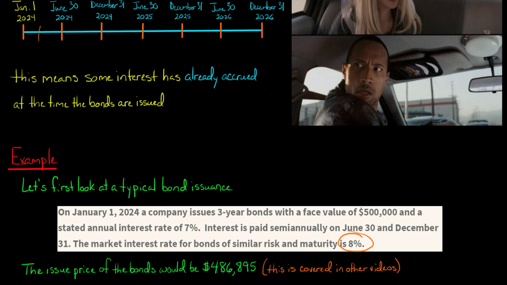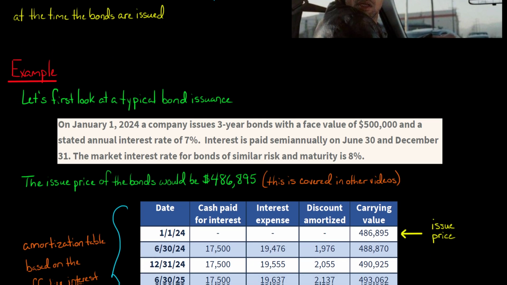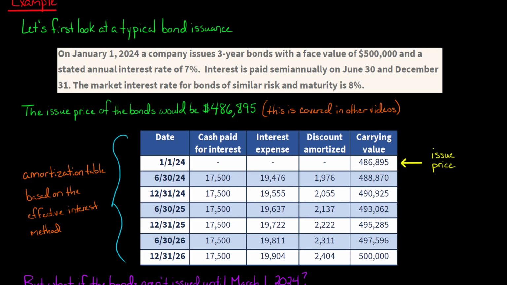We see that the market rate is actually higher than the stated rate. So the bond pays less interest than the market rate, so you know the bond is going to be issued at a discount. And in fact, if you do the calculations, the issue price of the bonds would be $486,895. I've got other videos that talk about how to calculate the issue price of the bond, so I won't get into that. Here is our amortization table.